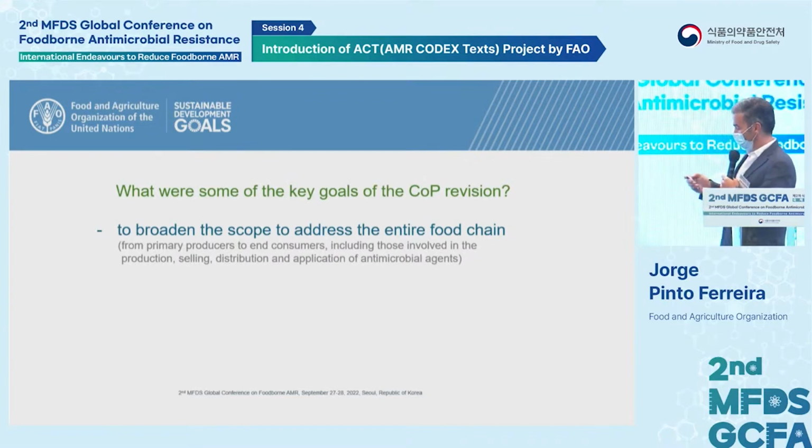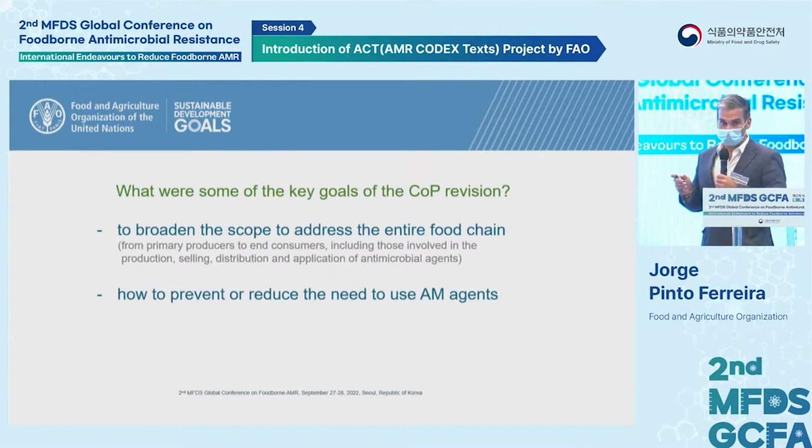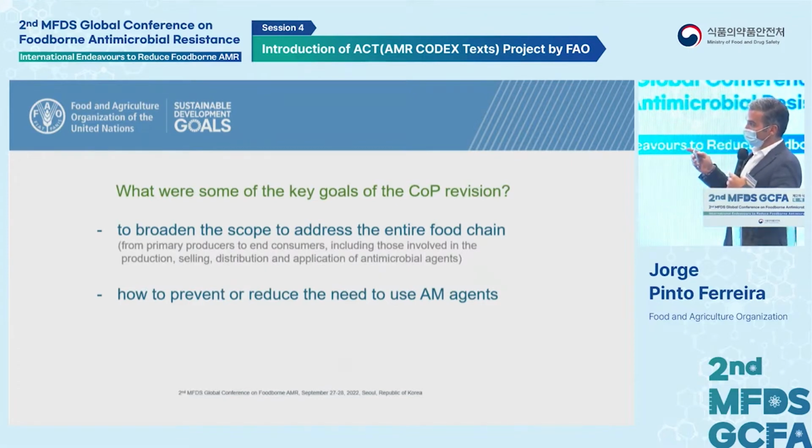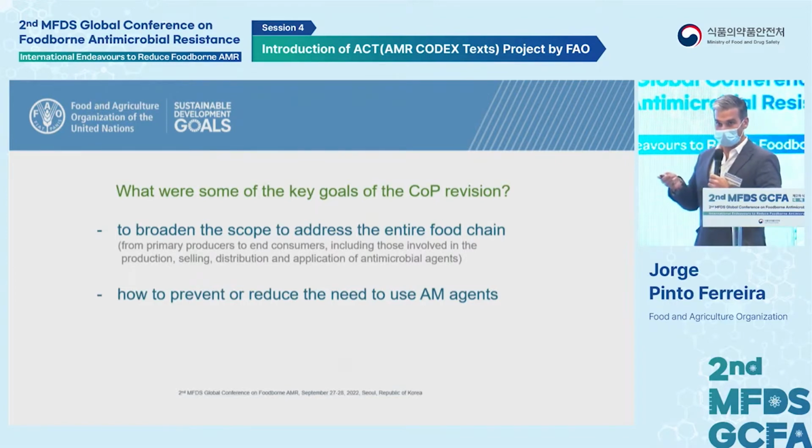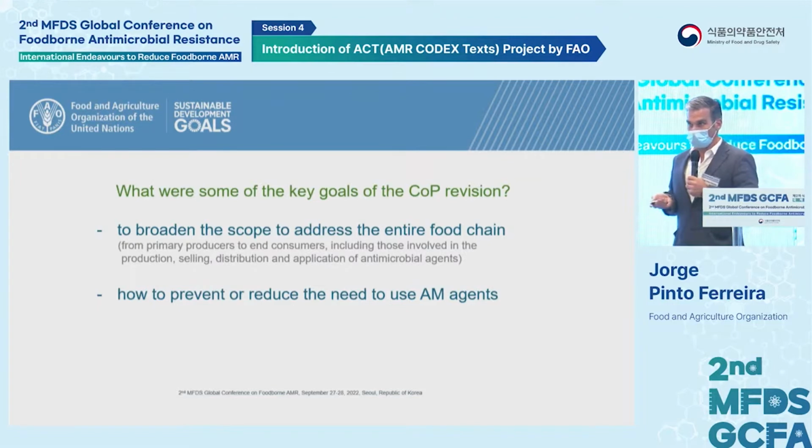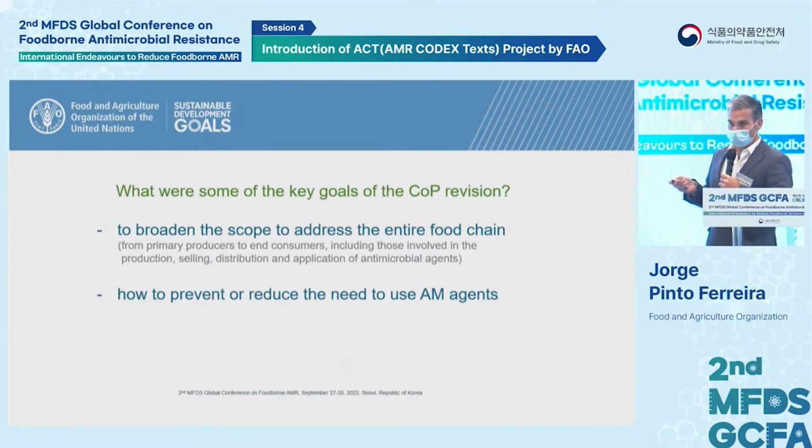So the scope was broadened. Then the longest section of the code of practice is the responsibility of the different stakeholders of the entire food chain, and the responsibilities on how to reduce or prevent the need to use antimicrobials. And the FAO will launch now in the WOW week an initiative on this: how to reduce the need to use, not just reduce the use, but reduce the need to use.